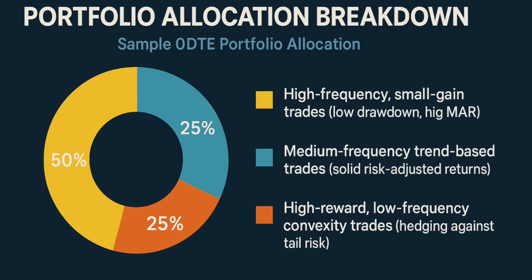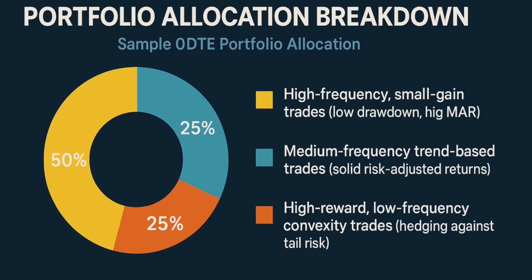25% of my trades are medium frequency trend-based trades, solid risk-adjusted returns, lower Sharpe ratios, and a medium MAR but a high Sortino ratio. And 25% of my trades are high reward, low frequency, convex trades, lower MAR, hedging against tail risk, but can provide massive upside gains and keep the Sortino high.